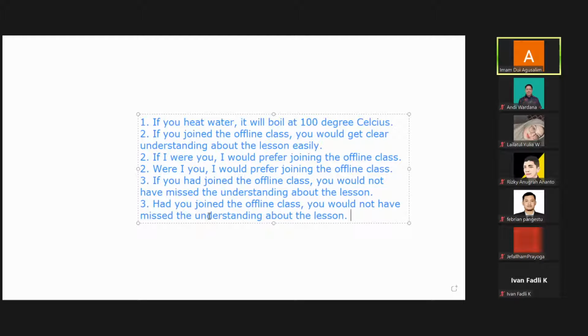Yang pertama kan menerangkan tentang kenyataan. Kemudian ini berandai-andai tentang sesuatu yang sudah berlalu. Berarti kenyataannya adalah kamu nggak ikut kelas yang offline. Ini kenyataannya pada saat yang lalu, misalnya minggu lalu, kita nggak ada kelas offline. Nah, kemudian diandaikan seandainya kamu ikut kelas offline, maka kamu akan lebih paham. Nah, pengandaian seperti itu, jadi kemudian dikatakan seperti ini, yang nomor 3 ini.